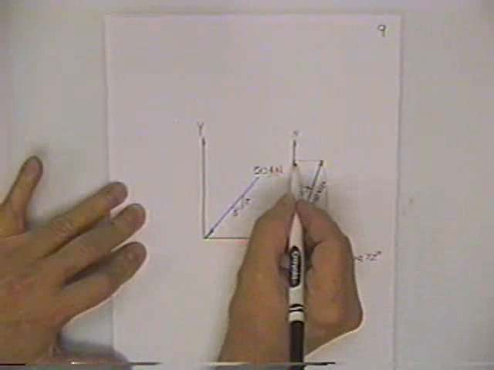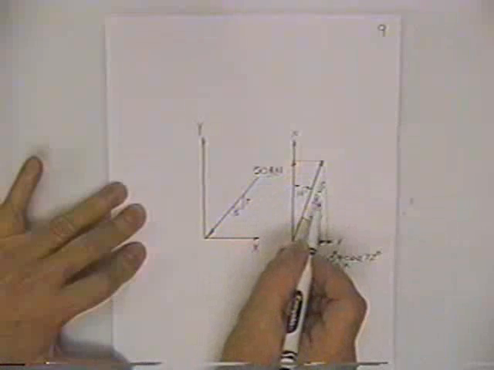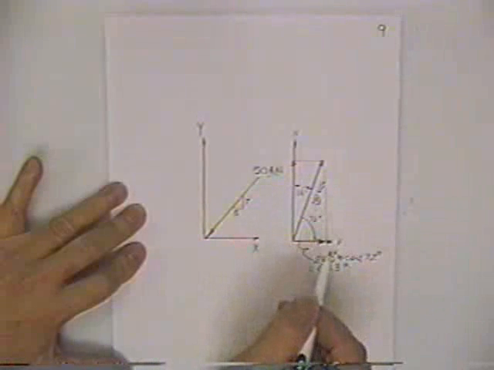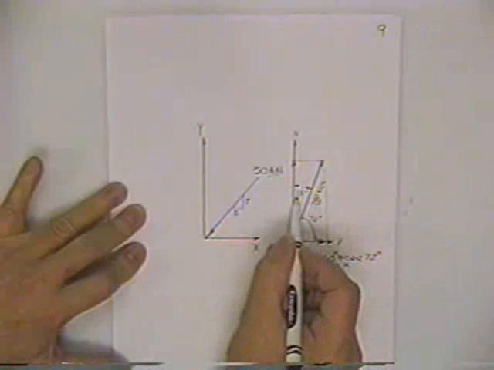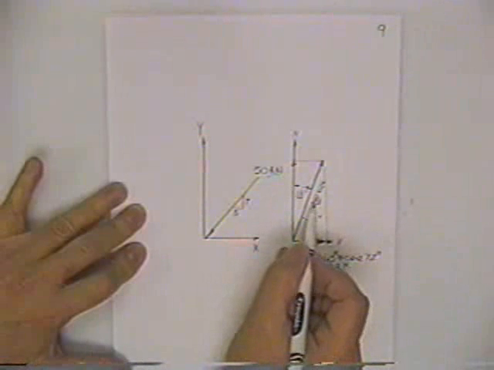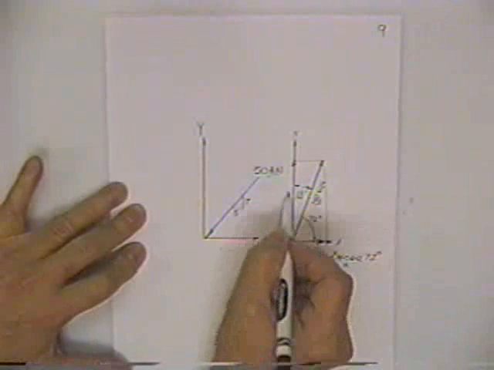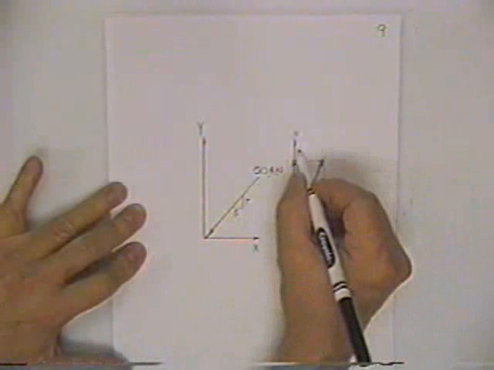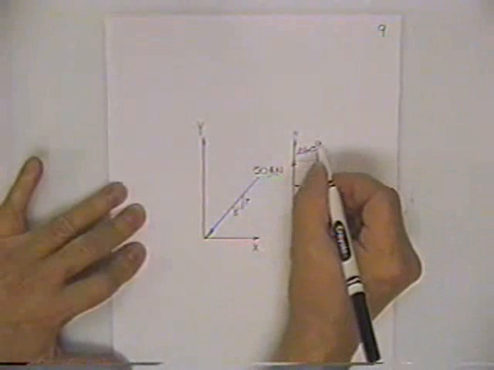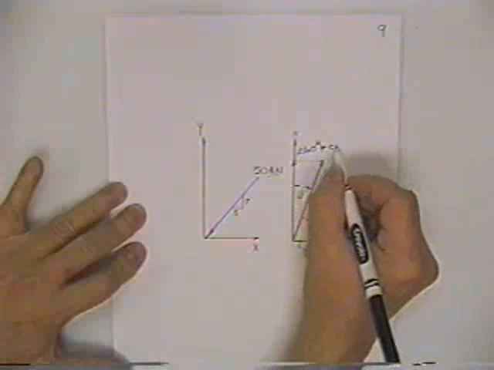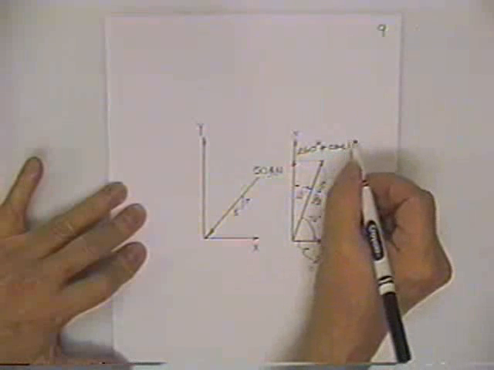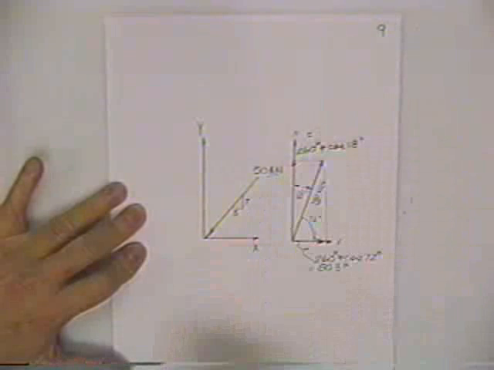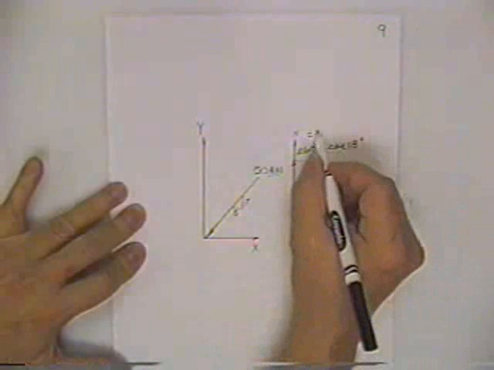To find the vertical component of the force, you'd multiply again the force you want the component of times the cosine of the angle between the force and the axis upon which you want the projection, and that would be 260 kips multiplied times the cosine of 18 degrees for a total of 247.3.